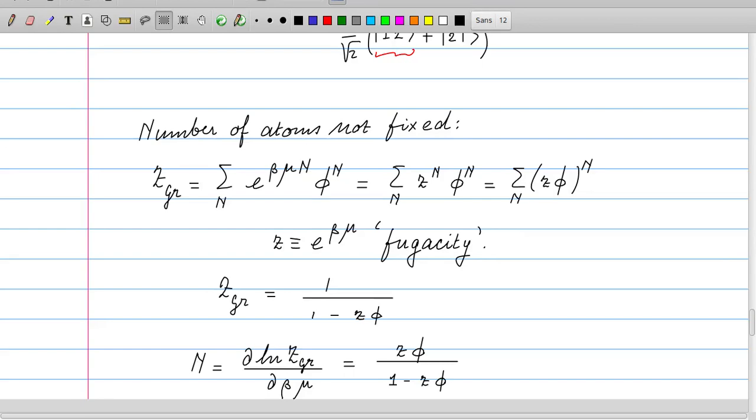In view of the fact that this is a geometric series, we immediately see that the grand canonical partition function can be written as 1 over 1 minus z phi. And once we have the grand canonical partition function, it's easy to find the average number of particles. I should put brackets around n to indicate that it's the expectation value. We just take the derivative of ln Z grand with respect to beta mu, and we find z phi over 1 minus z phi.